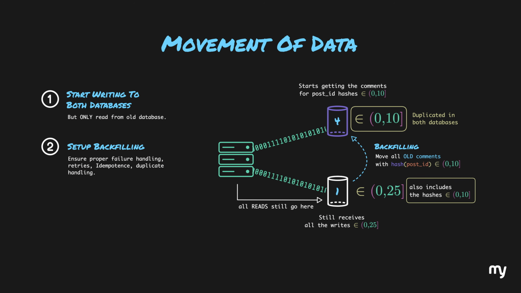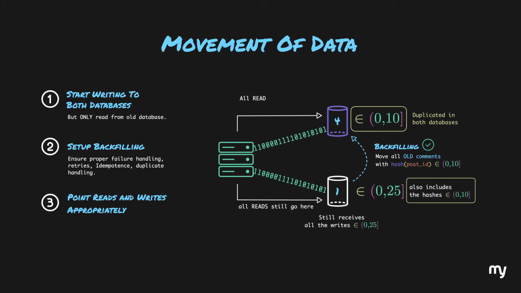And when we retry, we also have to ensure idempotence to enforce that in case a record is resent, the database ignores the duplicates. To see a deep dive on idempotence, you can check out my other video dedicated to this topic. Finally, once all the data with hashes between 0 and 10 is successfully migrated, we point the reads and writes of all the hashes between 0 and 10 to our new database.